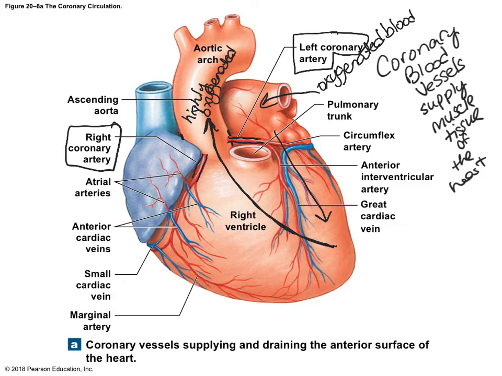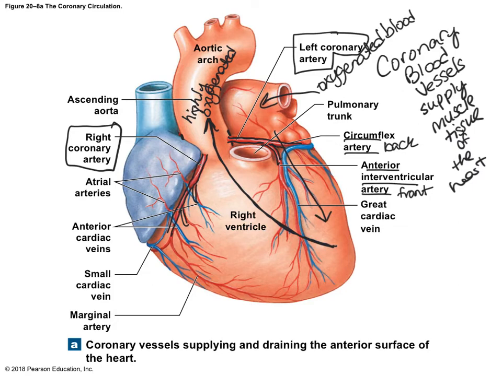Now, they are going to split pretty quickly. The left coronary artery splits into a circumflex artery and an anterior interventricular artery. The circumflex artery goes around to the back and supplies the back of the heart. The anterior interventricular artery is going to supply the front of the heart. The right coronary artery is going to run through the coronary sulcus, and as it runs, branches come off and also help to supply the front of the heart.